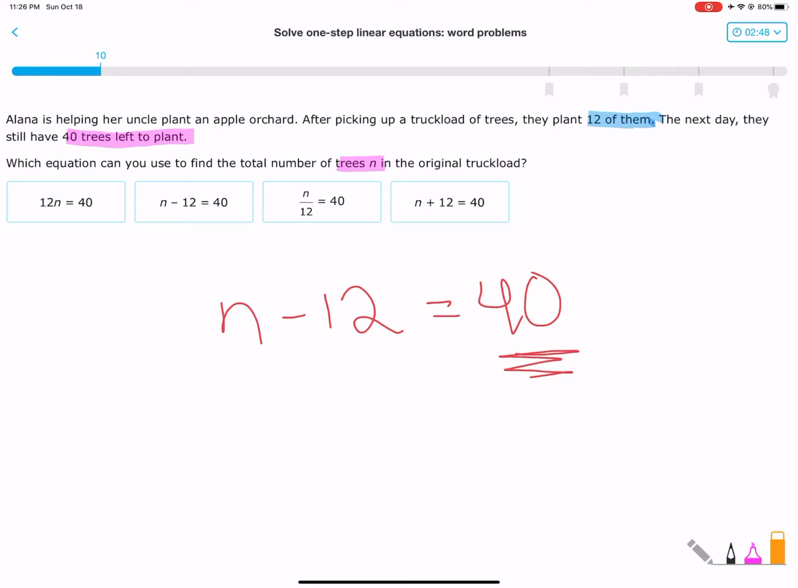But before we move on, how do we solve this equation? We can add 12 on both sides. Whatever we do to one side, we must do to the other. N equals, what is 40 plus 12? 52.